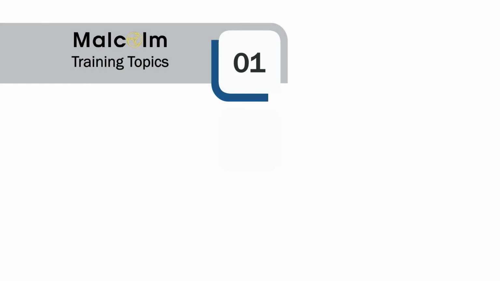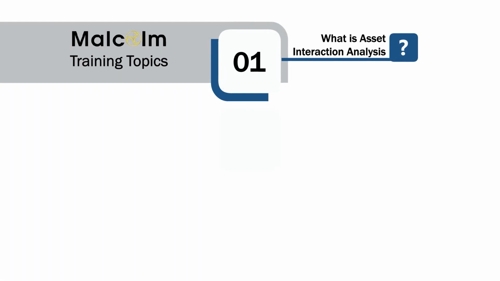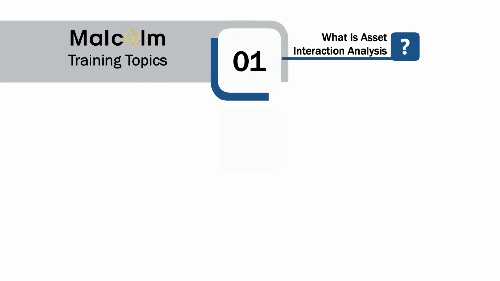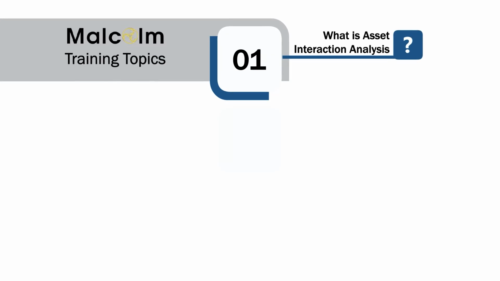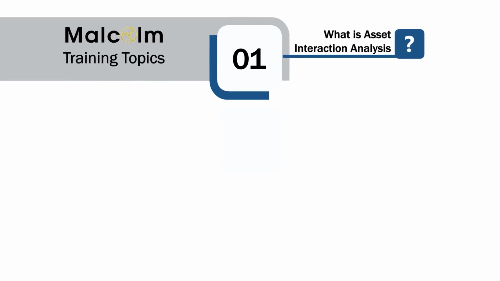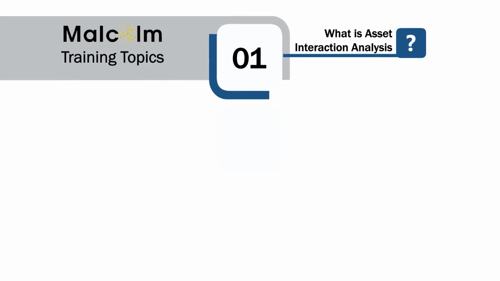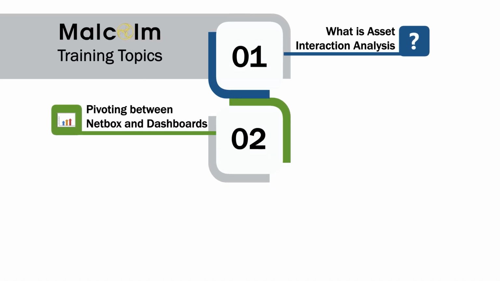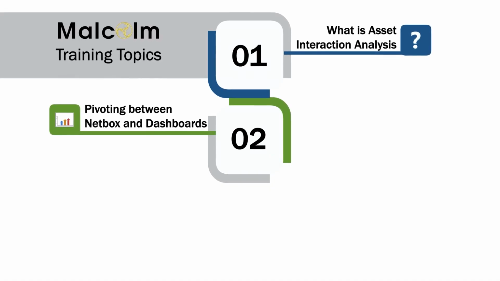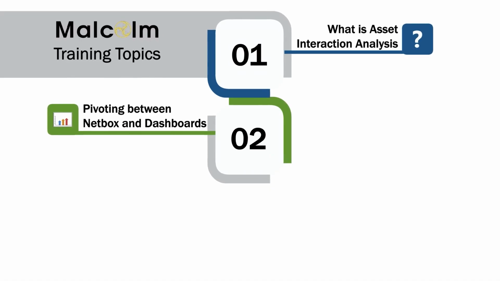In this video, we will explore asset interaction analysis, which enriches network log data with context from the asset inventory maintained by NetBox, a powerful tool included in Malcolm for network modeling. We'll demonstrate how to pivot from NetBox to network traffic data using the dashboards for a more informed view of our network traffic.